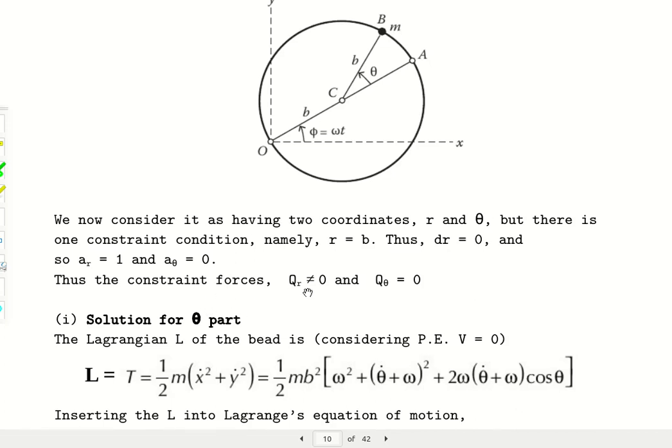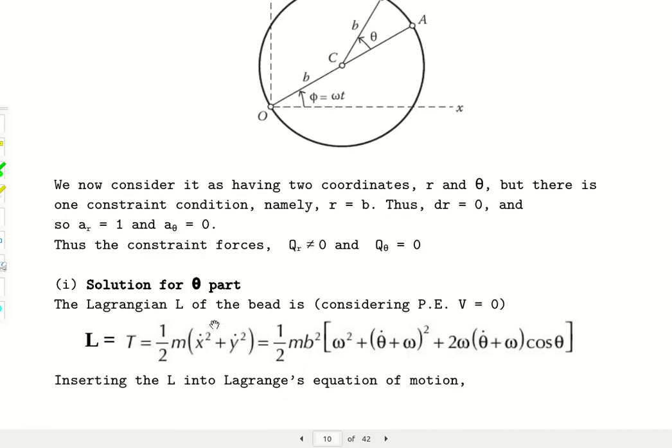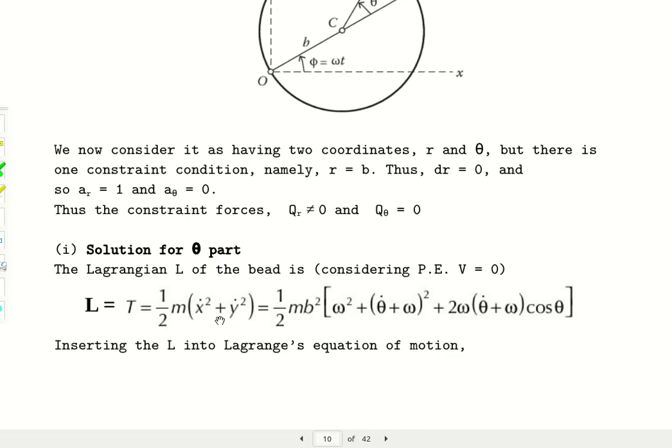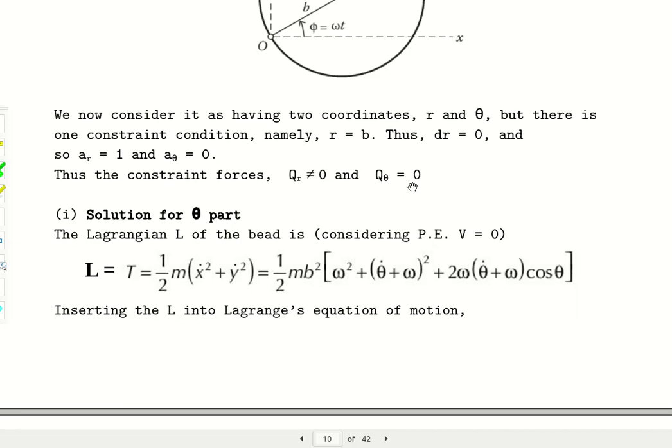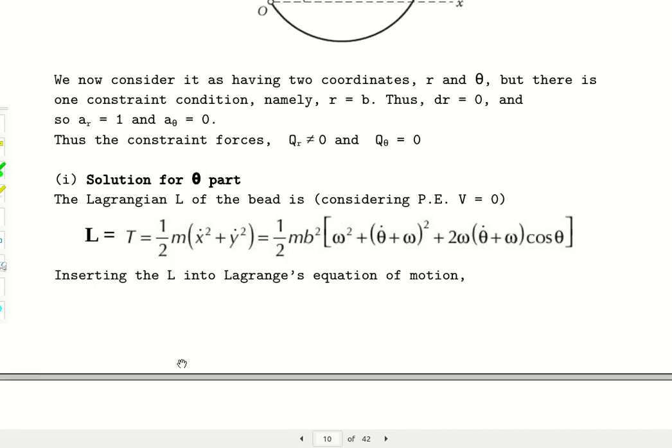So the constraint force Q_r is not equal to 0 because a_r is there. a_r into lambda will be Q_r, but Q_theta is 0 simply because lambda into a_theta is equal to 0. One Lagrangian undetermined multiplier is needed because we have just one equation of constraint. So first solve for the theta part. How do we solve the theta part?